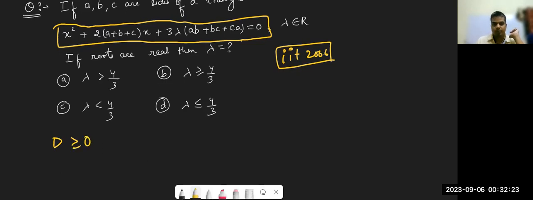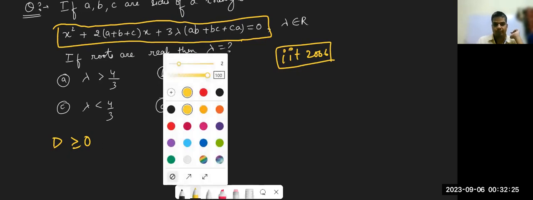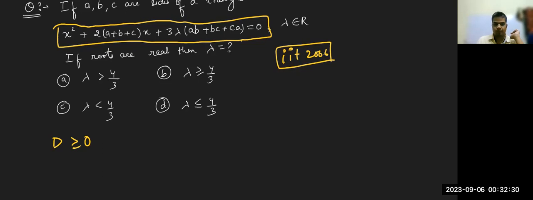Since the discriminant is greater than or equal to 0 because the roots are real, we'll start this question by taking D greater than or equal to 0. Okay, let's start. D is greater than or equal to 0. What is D? D is nothing but b square minus 4ac.